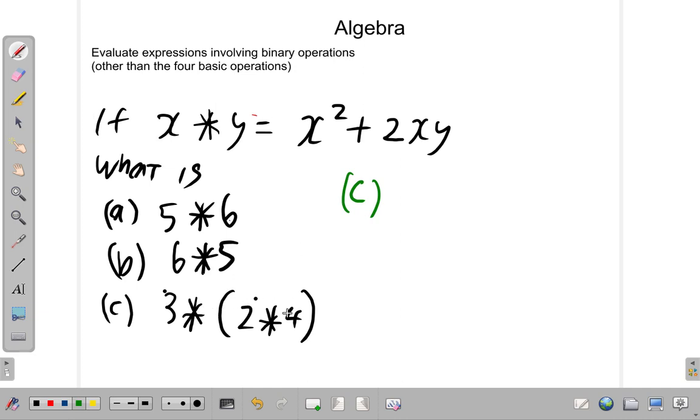3 star, 2 star 4. You do what is in the bracket first. So you're going to have 2 star 4. I said asterisk first, and star is the same thing. Alright.